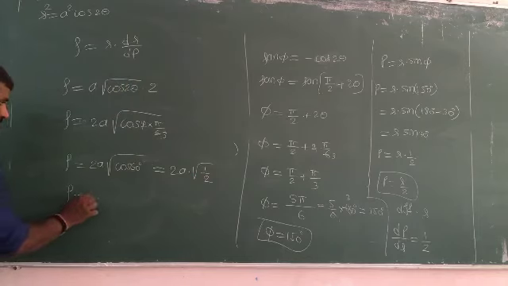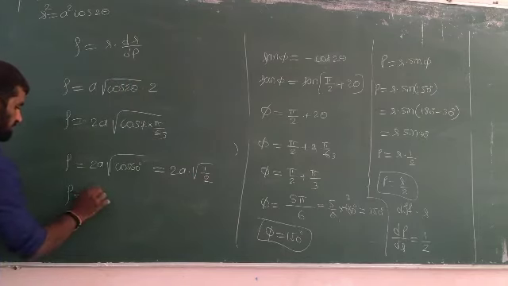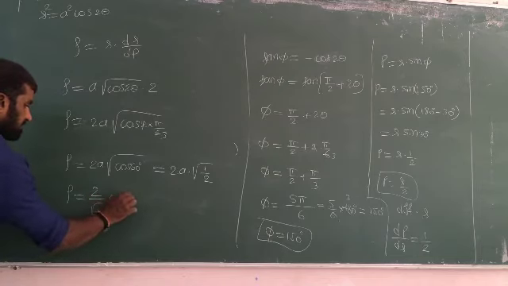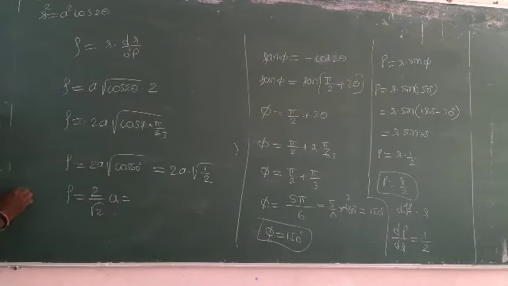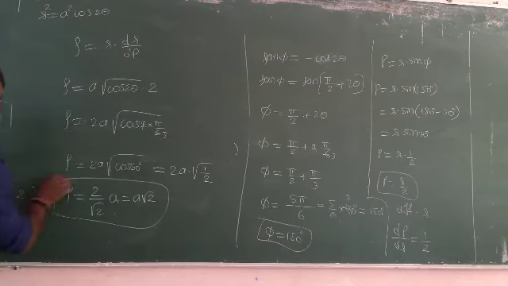So 2a into root of 1 by 2. So rho is equal to 2a into 1 by root 2. So it means 2 divided by root 2 of a. So it is 2 raised to 1 into 2 raised to minus 1 by 2. It is a root 2. So this is the answer of radius of curvature.